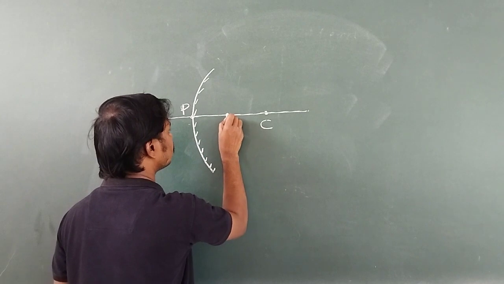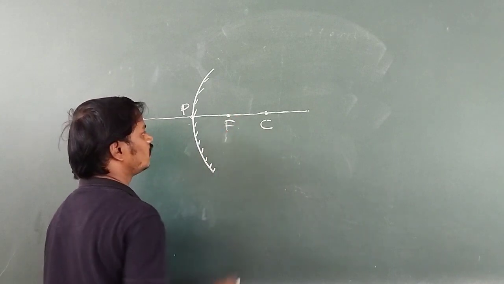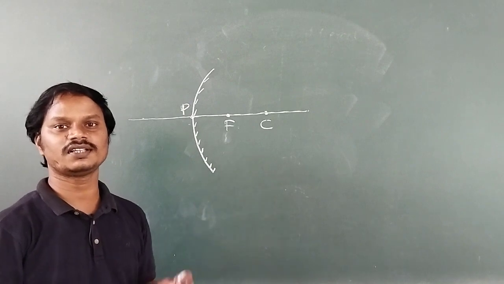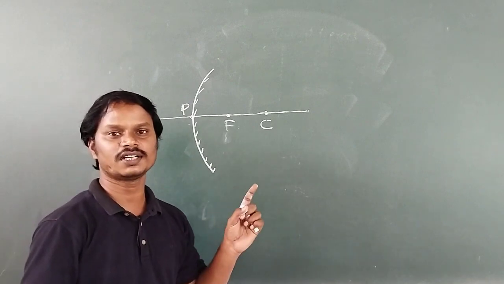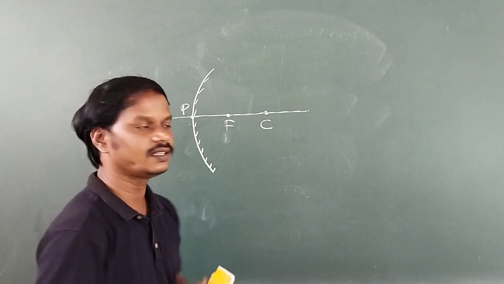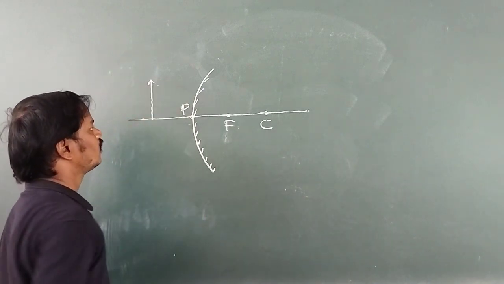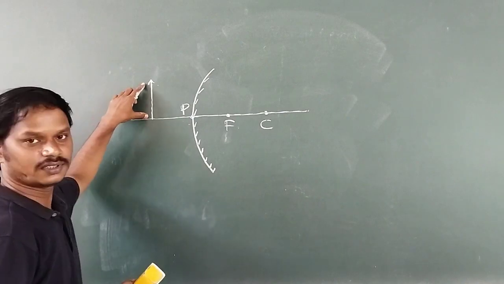Then it is focus. If the object lies anywhere between infinity and the pole of the convex mirror, the nature of the image formed by the convex mirror is virtual and direct. See, I will take the object here. Then let us draw the ray diagram.